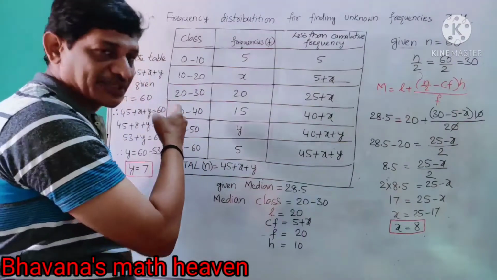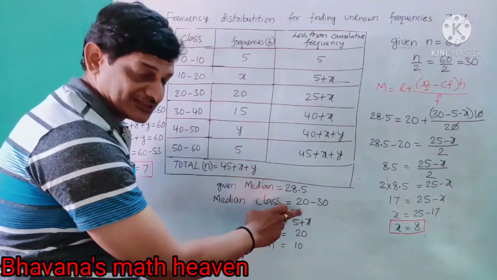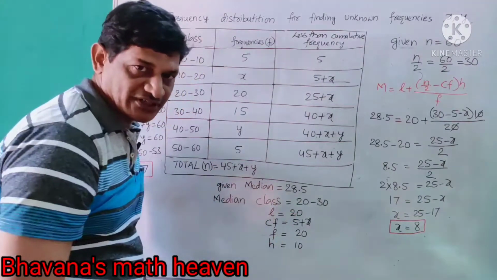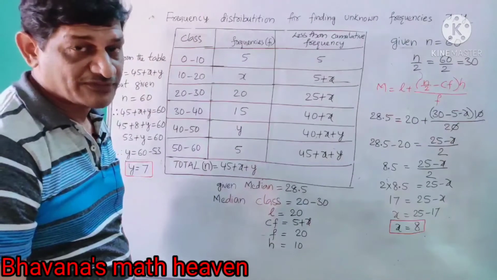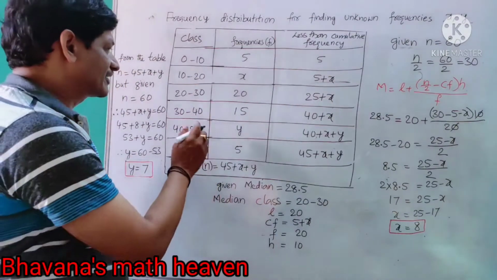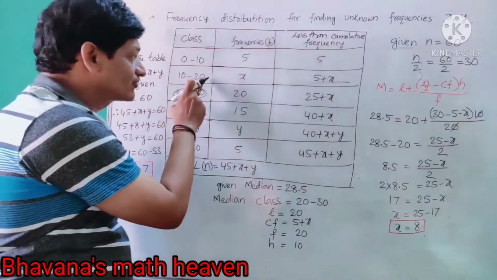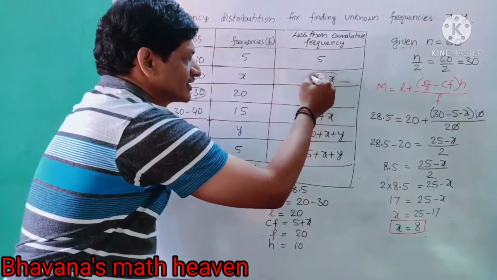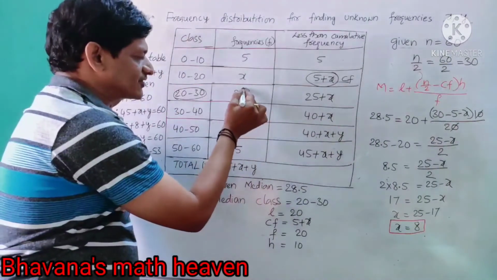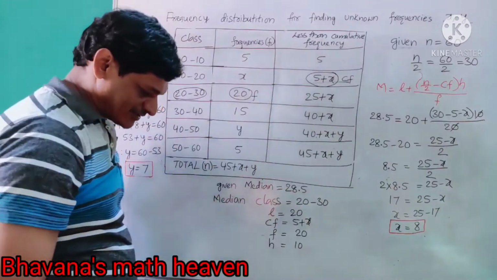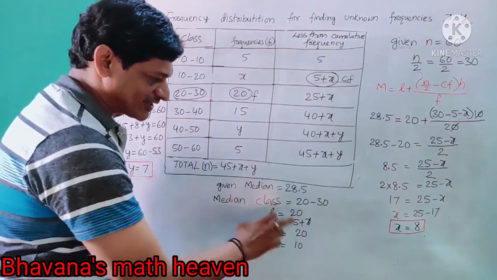Now check the type of classes. They are exclusive type. So in exclusive type classes, lower limit should be taken as lower boundary. So lower boundary is 20. And coming to CF, cumulative frequency of the preceding median class. Here the median class is 20 to 30, and its preceding class is 10 to 20. Its cumulative frequency is 5 plus x. And coming to the frequency of median class, that is 20. And next, the size of the class. Check the successive lower limits, they are increasing by 10. So size of the class is 10.